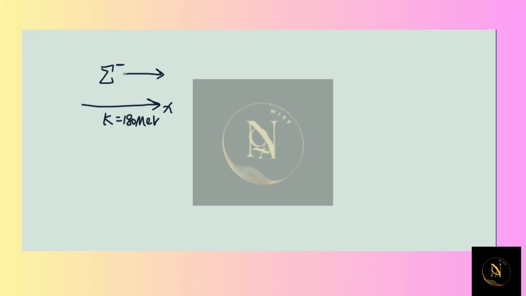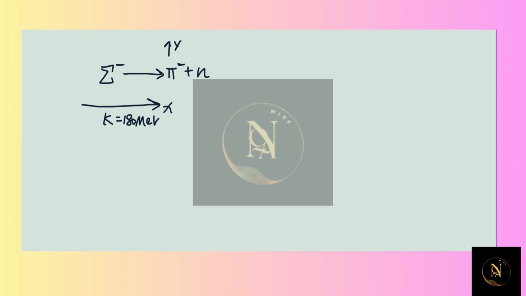We have a sigma particle that is moving in the x direction, and it has a kinetic energy K of 180 MeV. It decays to a charged pion and a neutron. We know that the charged pion is moving in the positive y direction. It is a two-dimensional question.